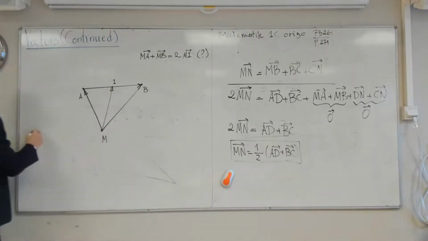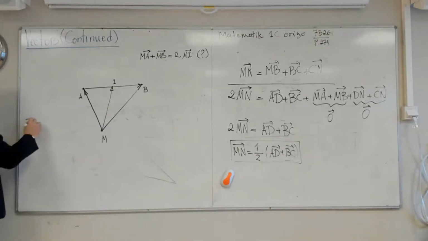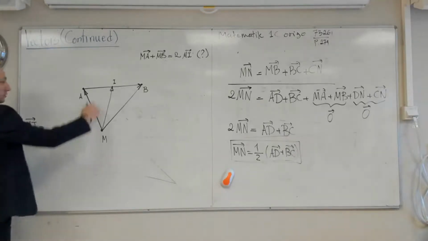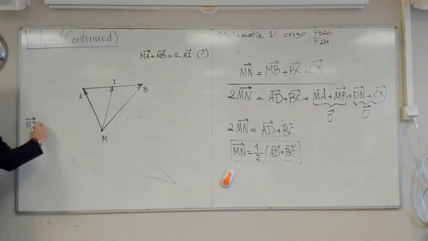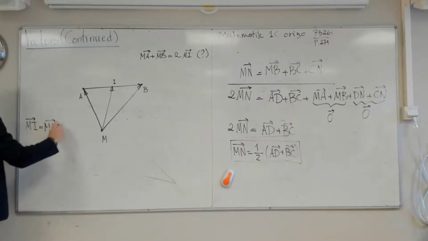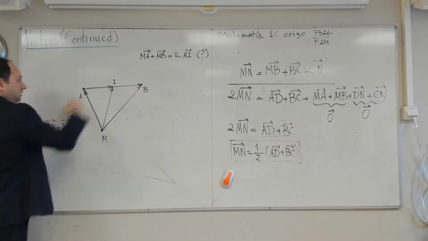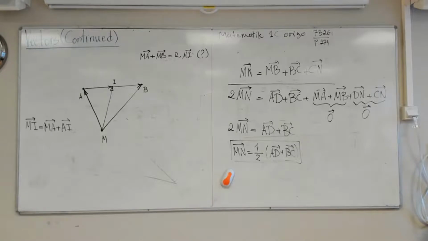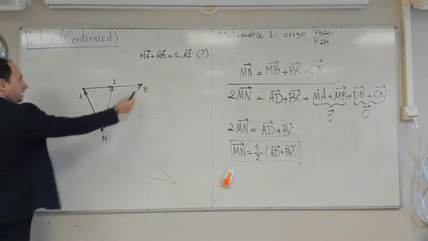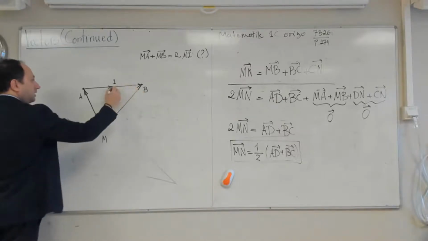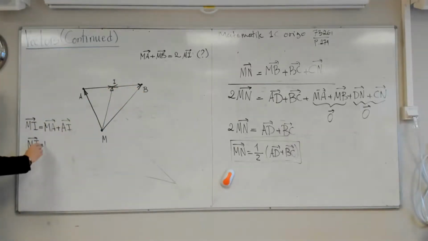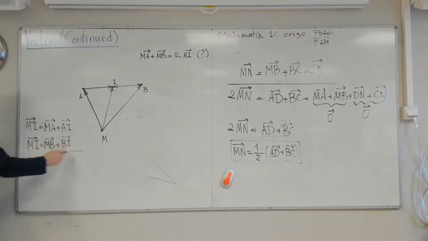So MI, what can I write? MI is equal to MA plus AI. Of course, you don't need any figures, but it is also possible to see the figure. So this is your AI. Is that understandable? And then you have another one in the other direction. MI is, this time, MB plus BI. Yes? But the same story again.